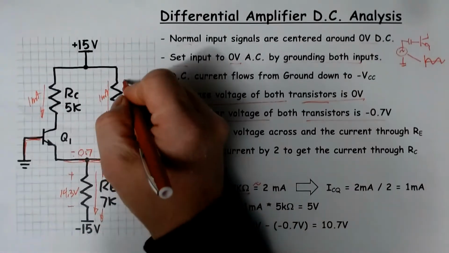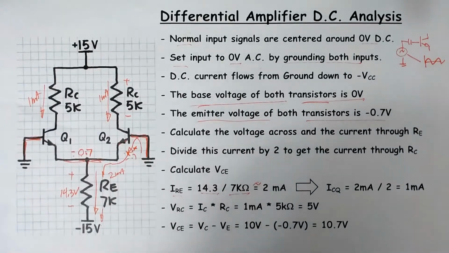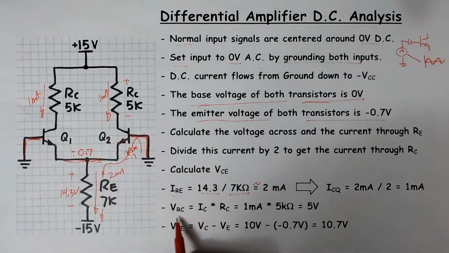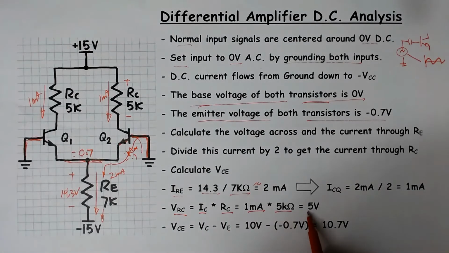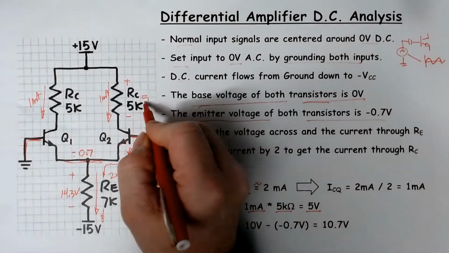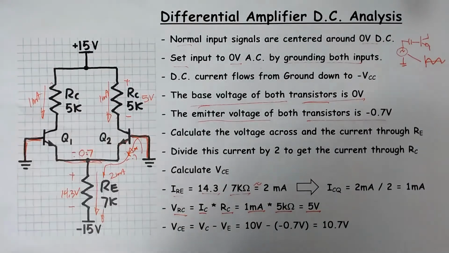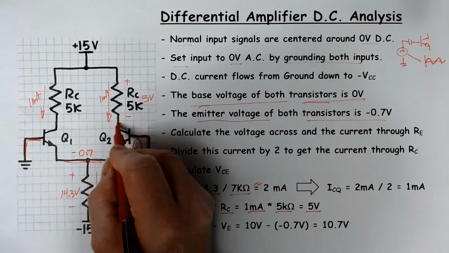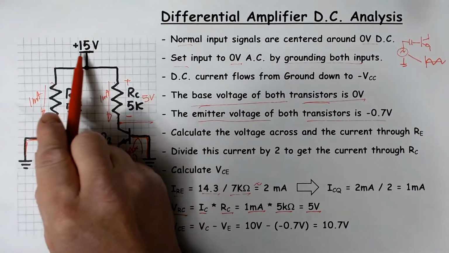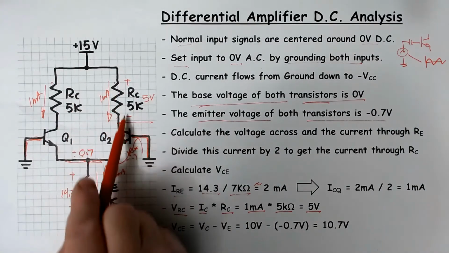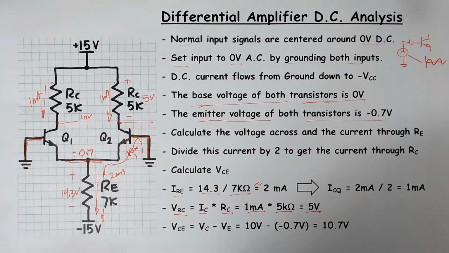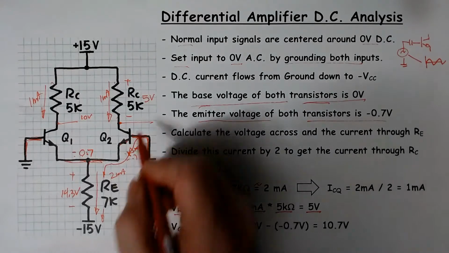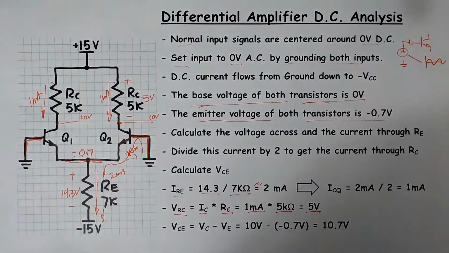That creates a voltage across RC, which is the 5 k ohm resistor. Well, how much would that be? IC is 1 milliamp times an RC of 5K. So there should be a 5 volt drop across each of these resistors. And now we can figure out the voltage across the transistor. If this is 15 volts up here, if I lose 5 here, that means that this point right here normally sits at 10 volts. That's the DC operating point of the collectors, they normally sit at 10 volts.